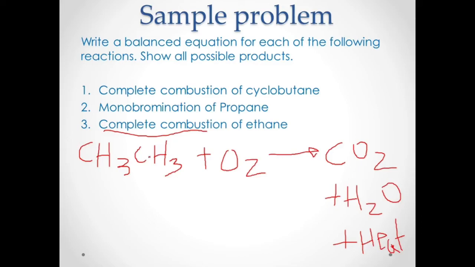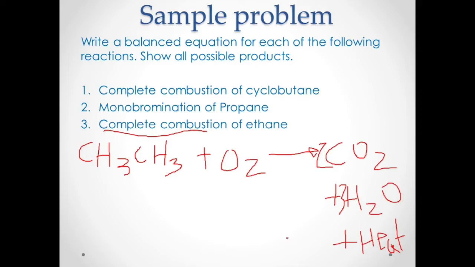How many carbons in the starting material? There are 2 carbons. How about in the product? 1 carbon. So you're going to put a coefficient 2 there to balance your carbon. How many hydrogens? 6. There are only 2 hydrogens on the product side. So you're going to put 3 as your coefficient for water in order to balance your hydrogen.